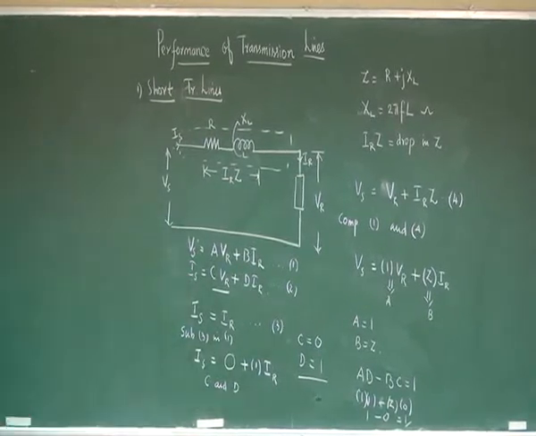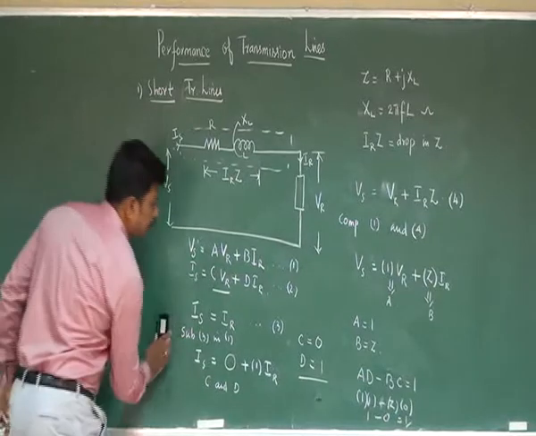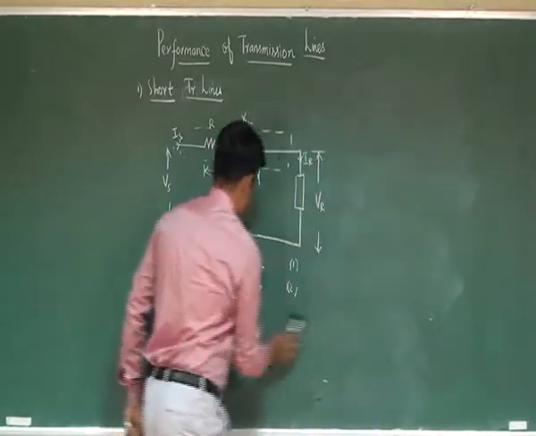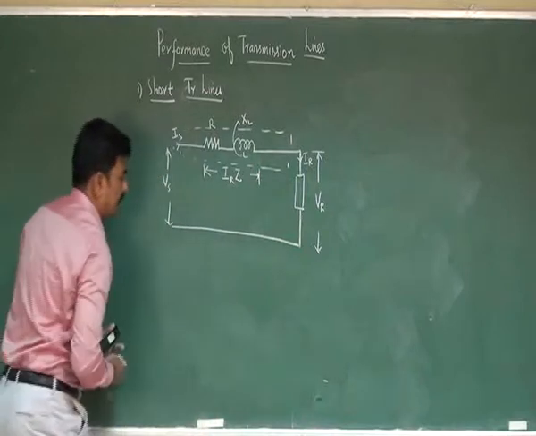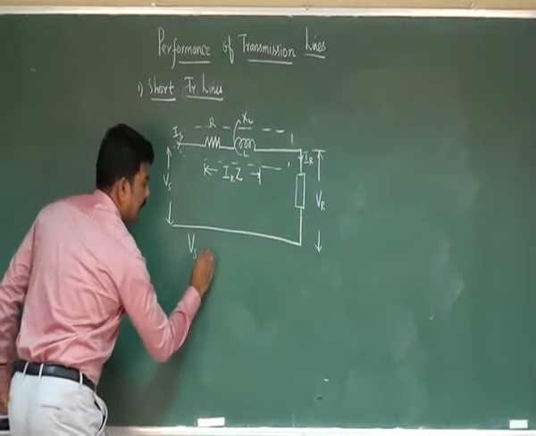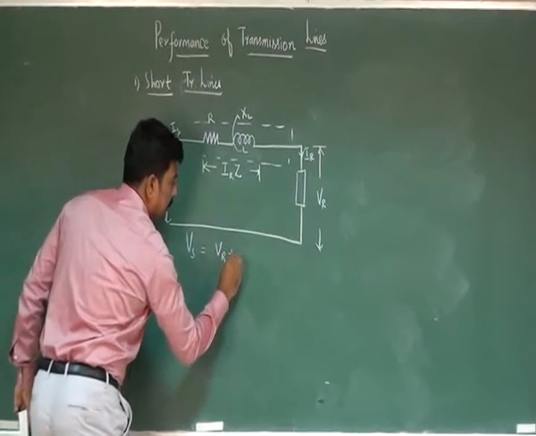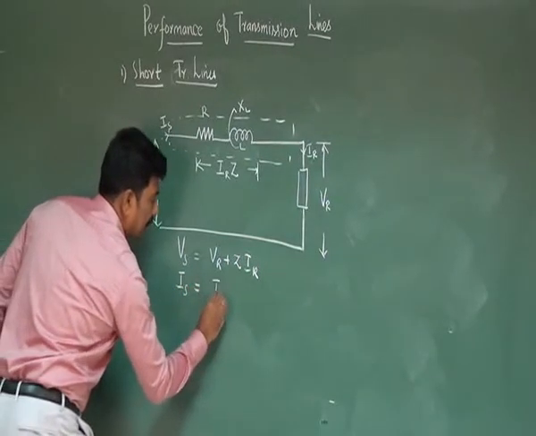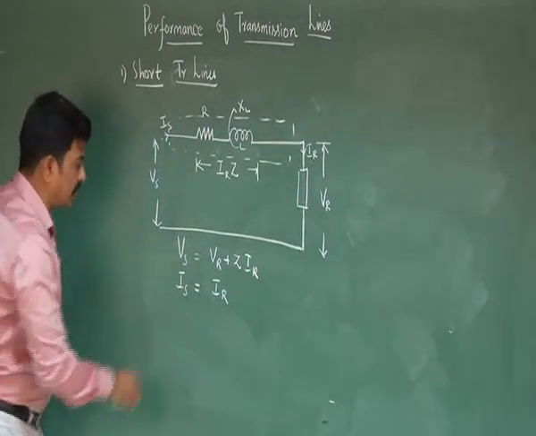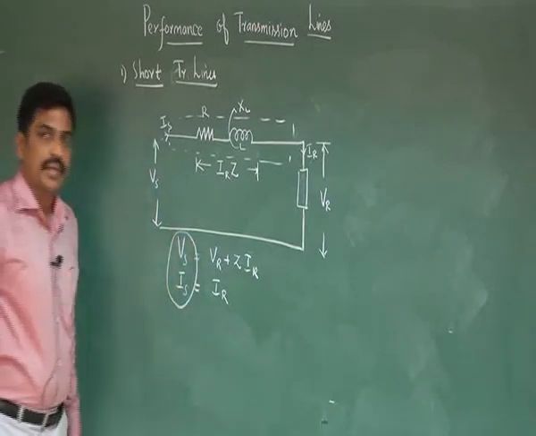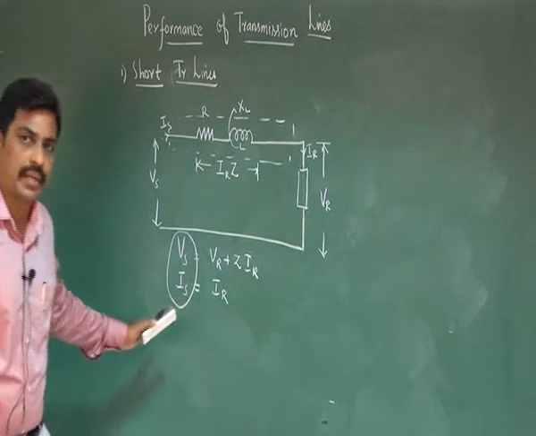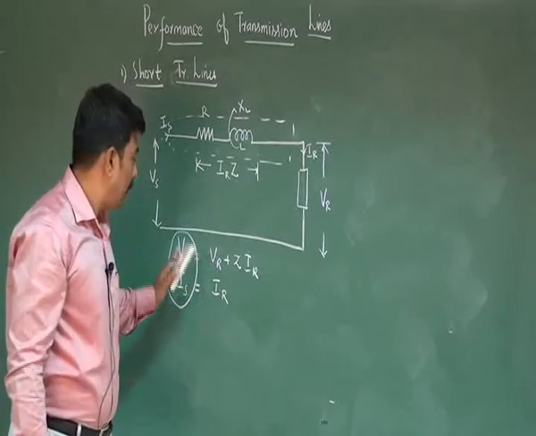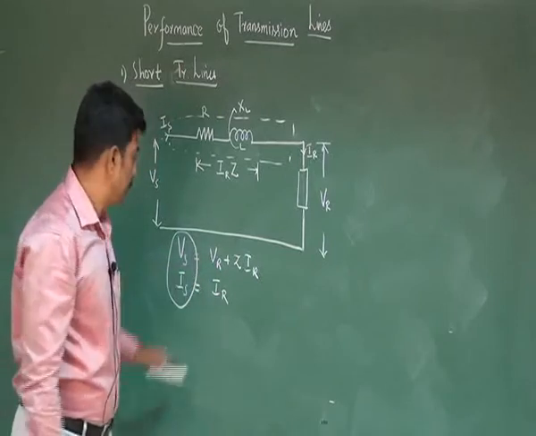Once you know the values of the sending end parameters, they can be written as VR plus ZIR. The sending end current is equal to the receiving end current. So from these two equations we can easily obtain the sending end parameters. After knowing these, once you understand the values of Vs and Is, it is easy to determine the value of the sending end power.